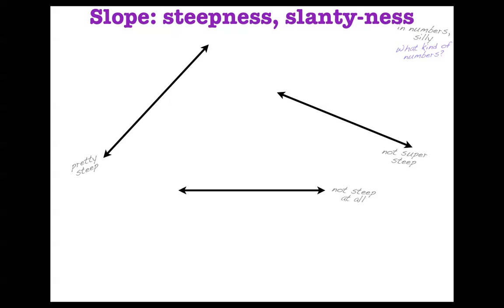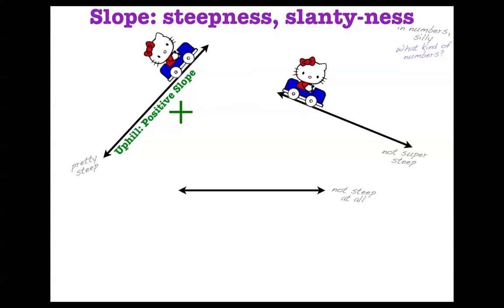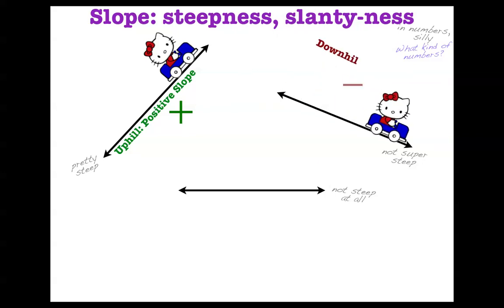So what kind of numbers would we use to describe the steepness or slantiness of these lines? Well, first of all, sometimes you use positive numbers and sometimes you use negative numbers. So if Hello Kitty is driving uphill, then that line has a positive slope. If Hello Kitty is driving downhill, then that line would have a negative slope. Uphill positive, downhill negative, which kind of makes sense, right?